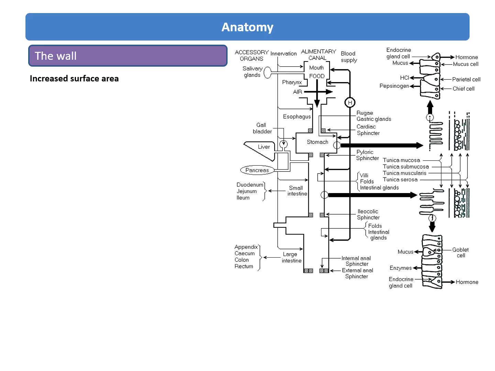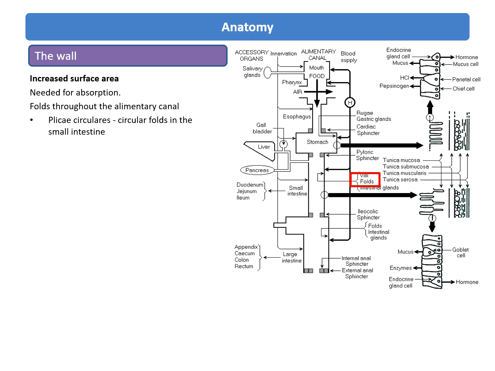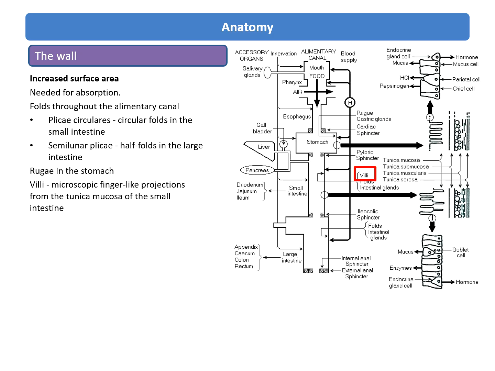The internal surface area of the digestive tract must be greatly increased. It's necessary for absorption of the digested food. There are folds, for example, throughout the alimentary canal. The plicae circulares are the folds in the small intestine. The semilunar plicae are half folds in the large intestine. In the stomach, the folds are called rugae. Villi are microscopic finger-like projections from the tunica mucosa in the small intestine.